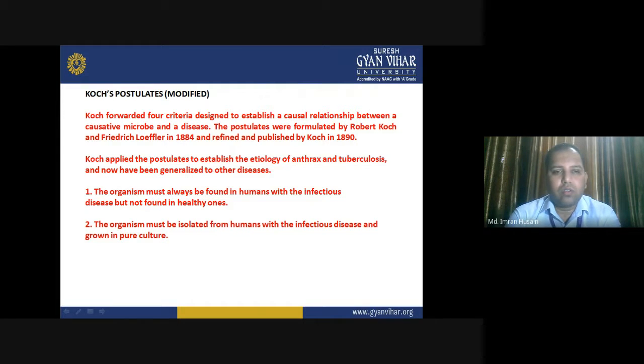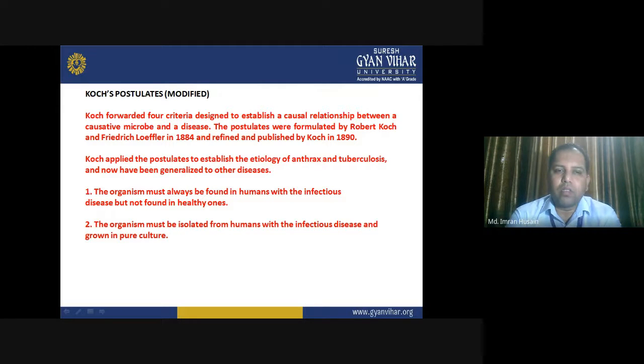Okay, so first, the organism must always be found in humans with infectious disease, but not found in healthy ones. So, the pathogen that is causing disease is correctly identifiable in the individuals who are sick, but it is completely absent in the individuals who are healthy and strong.